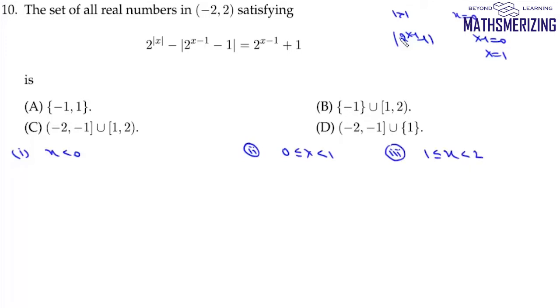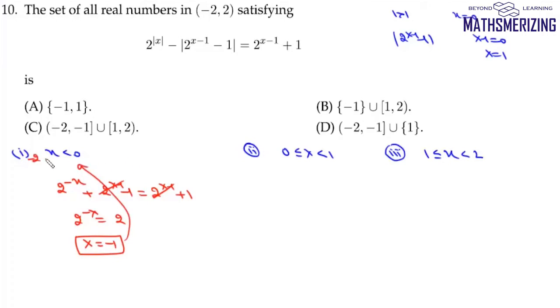Now when x is less than 0, |x| is minus x. So it will be 2 to the power minus x and then minus. Now when x is less than 0, x minus 1 is again negative. So it will be plus 2 to the power x minus 1, and it will be equal to 2 to the power x minus 1 plus 1. And we'll cancel this. We'll get 2 to the power minus x equals 2. That is, the value of x is minus 1. Now minus 1 is contained in the interval between minus 2 and 0. So one of the solutions is x equals minus 1.